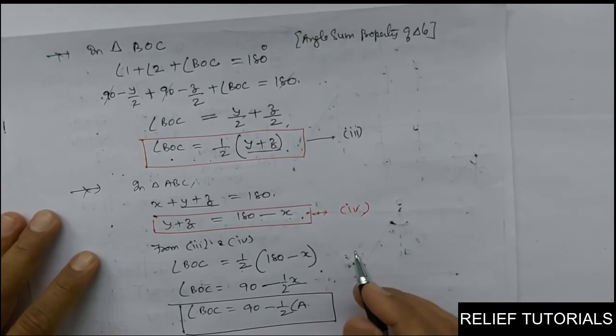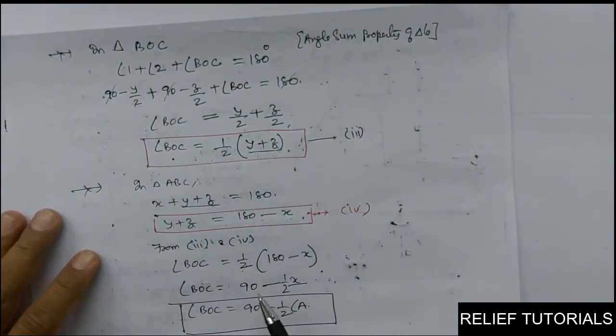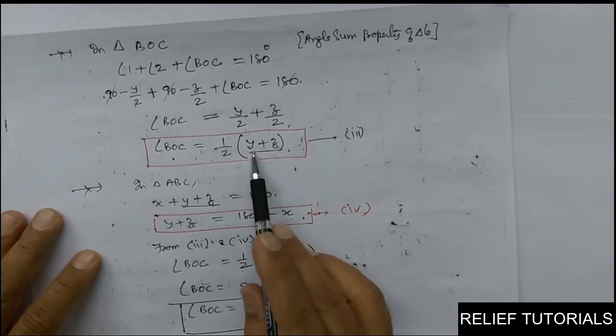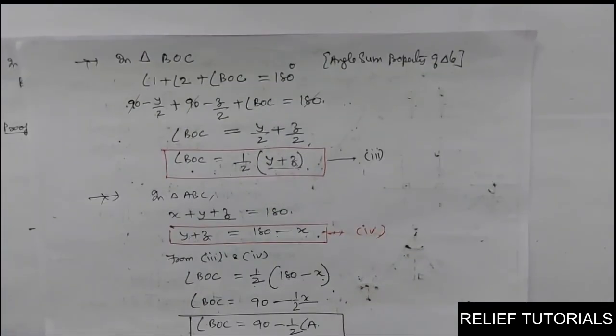Just a minute. Have you got this? Angle BOC is equal to half of y plus z. So y plus z is equal to 180 minus x. So I have written half of 180 minus x. So BOC is equal to 90 minus half of x. This is the proof. Just, there is some mistake. I will check down.